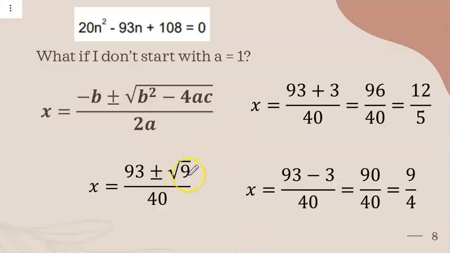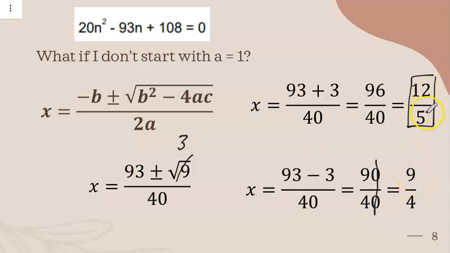And I end up with a 9. Square root of 9 is 3, so we can just change that to 3. Again, I'm looking at that plus and minus. I have 93 plus 3 over 40, which gives me 96 over 40, which when reduced is 12 over 5. I get 93 minus 3 over 40, which is 90 over 40. If you remember your basic math, you can take away the zeros and you get 9 over 4. And those are my answers.